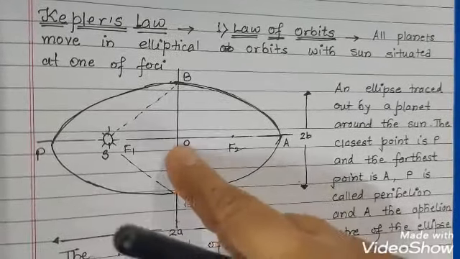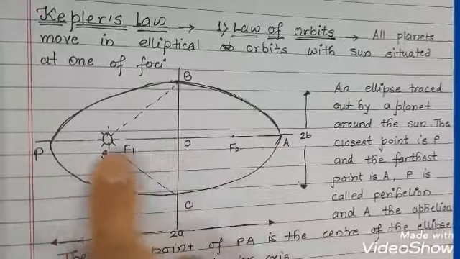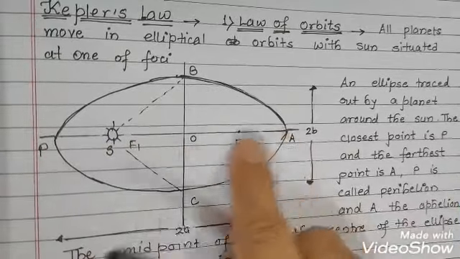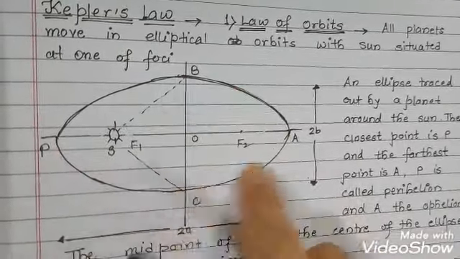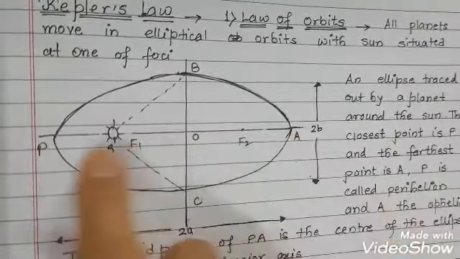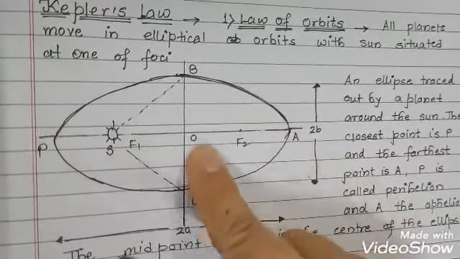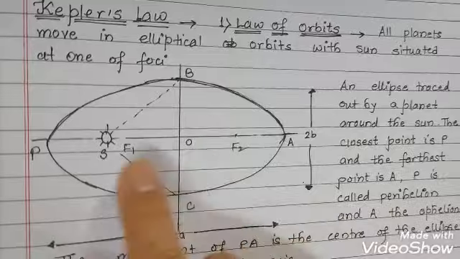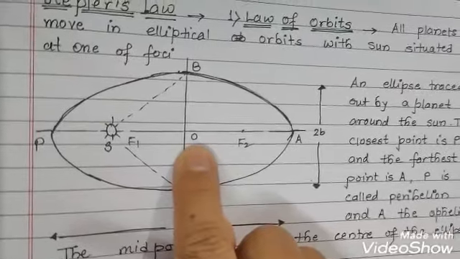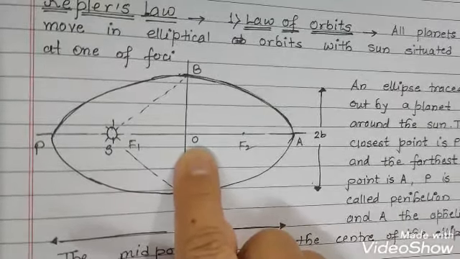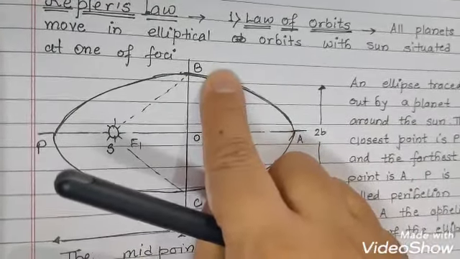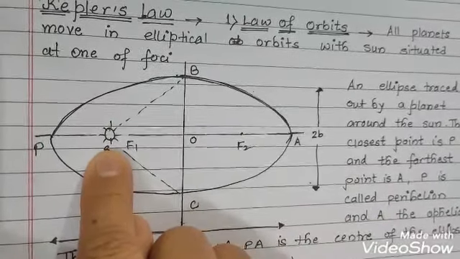Here the midpoint O is situated between P and A. You can see that the midpoint of PA is the center of the ellipse, and half of PA, or you can say PO and AO, is called the semi-major axis. So once again, what is the law of orbits? The law of orbits is that all the planets move in elliptical orbits where the sun is situated at one of the foci.